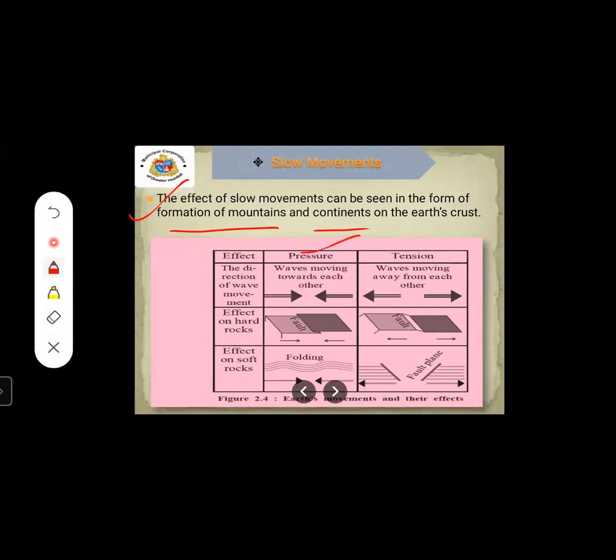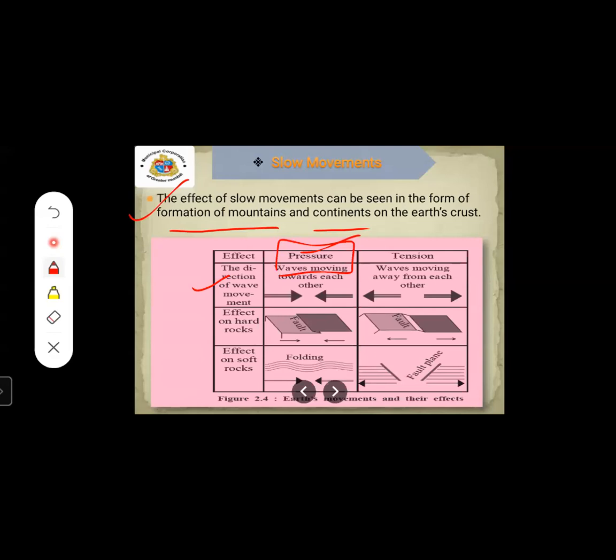When both the waves are moving towards each other, from the left side and from the right side, and they all meet together, that is known as pressure. And at that time you can see the direction of wave movement is like this.